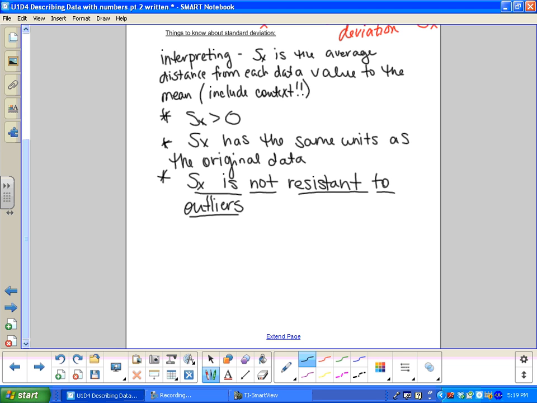Oh, I dropped my paper. Okay, sorry about that. So now let's go over to the next page and see what we have.